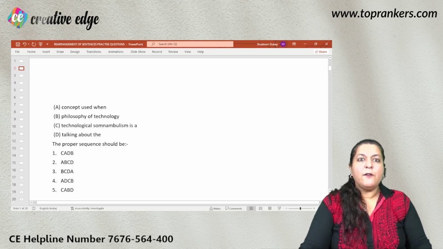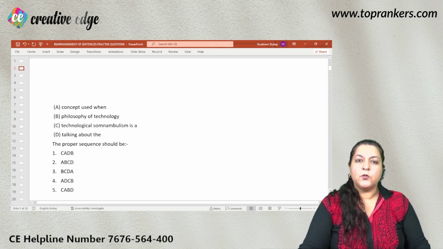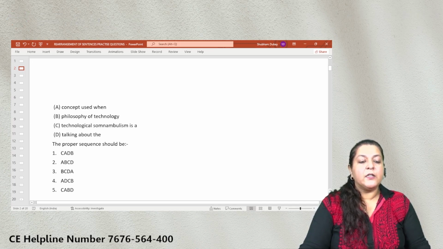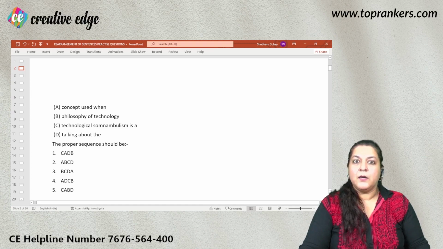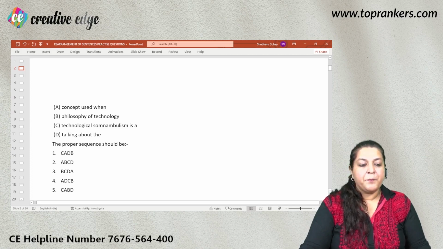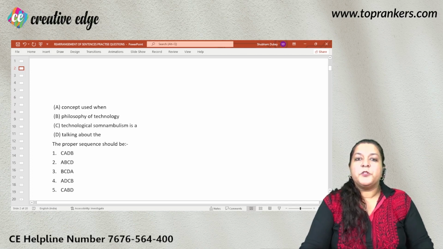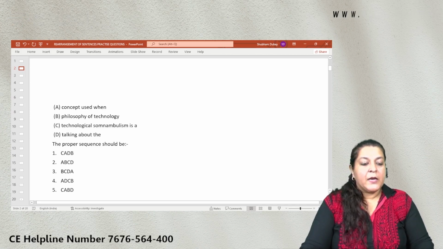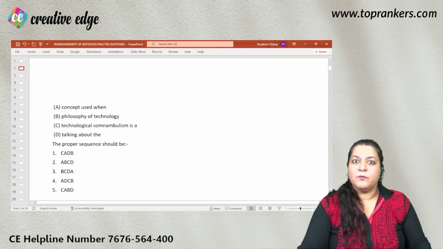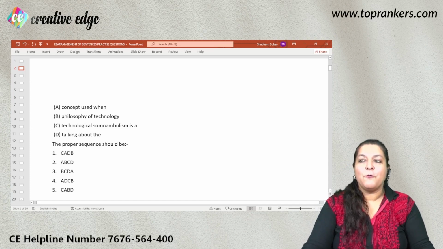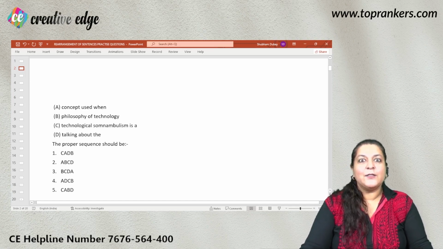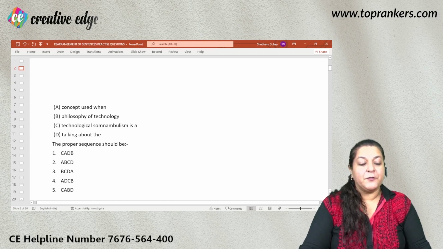So we have options C, A, and B. We are not going to be reading the D sentence for now. Concept used when philosophy of technology and technological somnambulism is a. Well, like we all realized, C does make more sense than B or A for that matter. Let's check out the options A and B. Now they have done a little bit of our homework for us. C and A are the only options available.